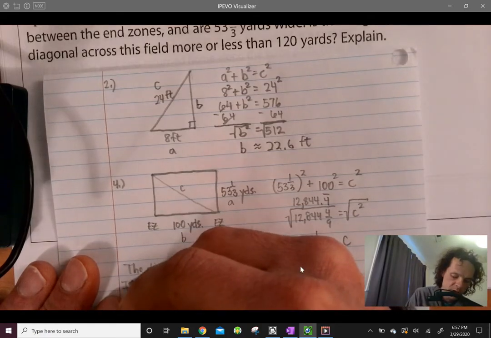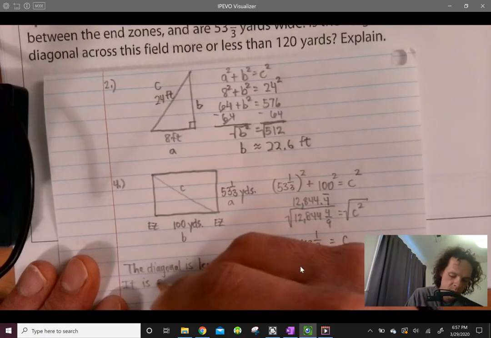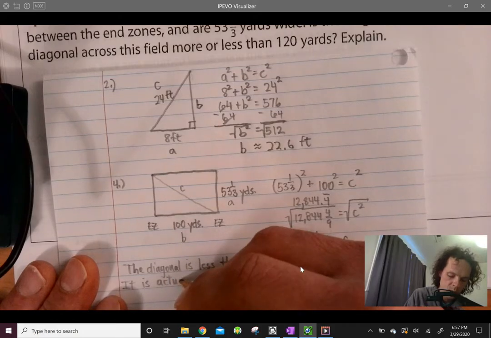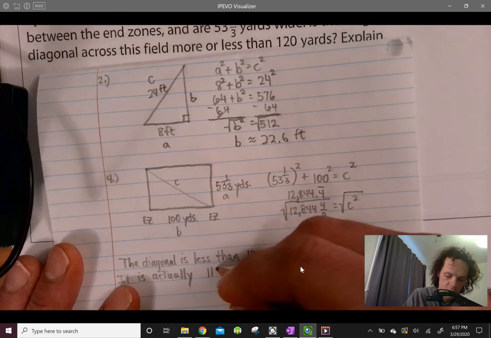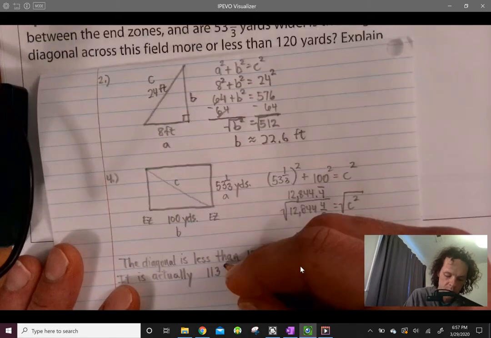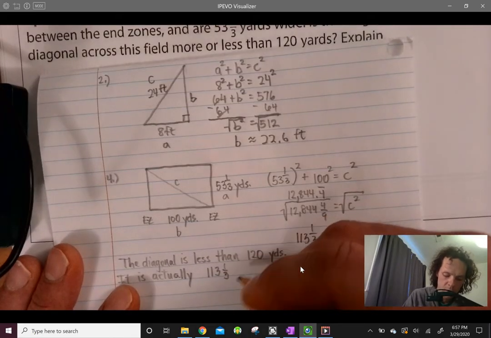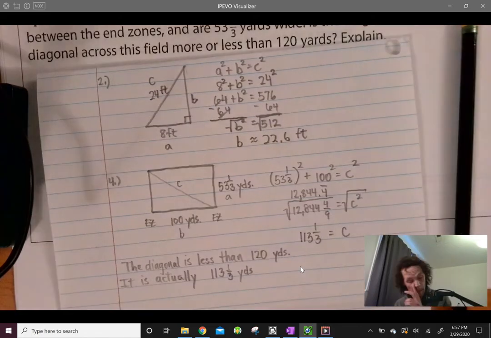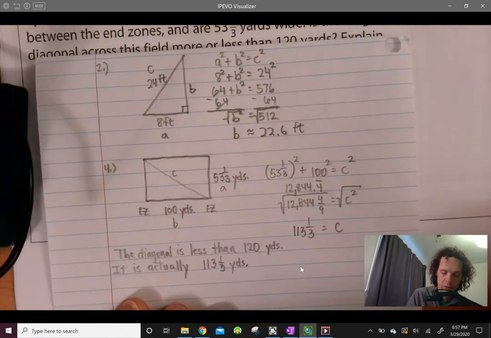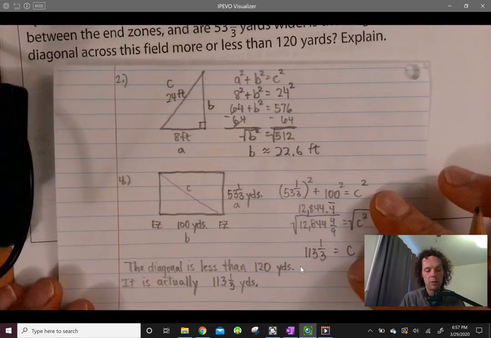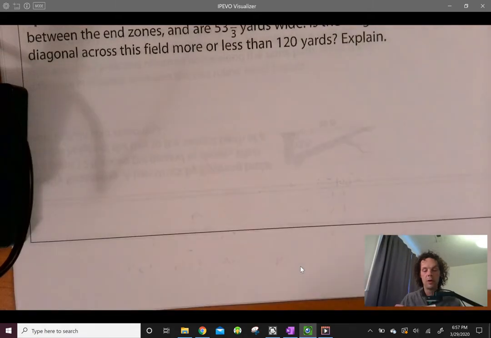It is actually 113 1/3 yards. And that's the answer to number 4. Okay, we're going to keep going. We're going to go on to number 5.